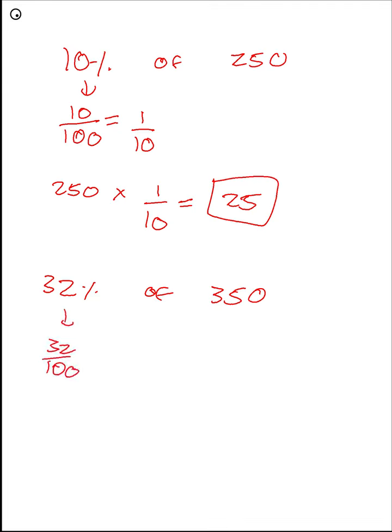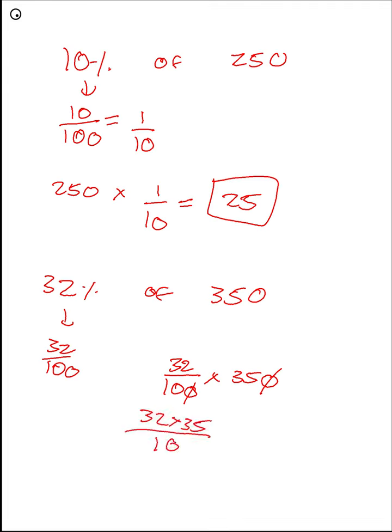Now notice that since we're dealing with big numbers, I don't really like to simplify stuff immediately. I normally like to simplify during the multiplication, which happens right now. 32 over 100 times 350. From doing this, you can see that one factor of 10 cancels out, so then you have 32 times 35 over 10.